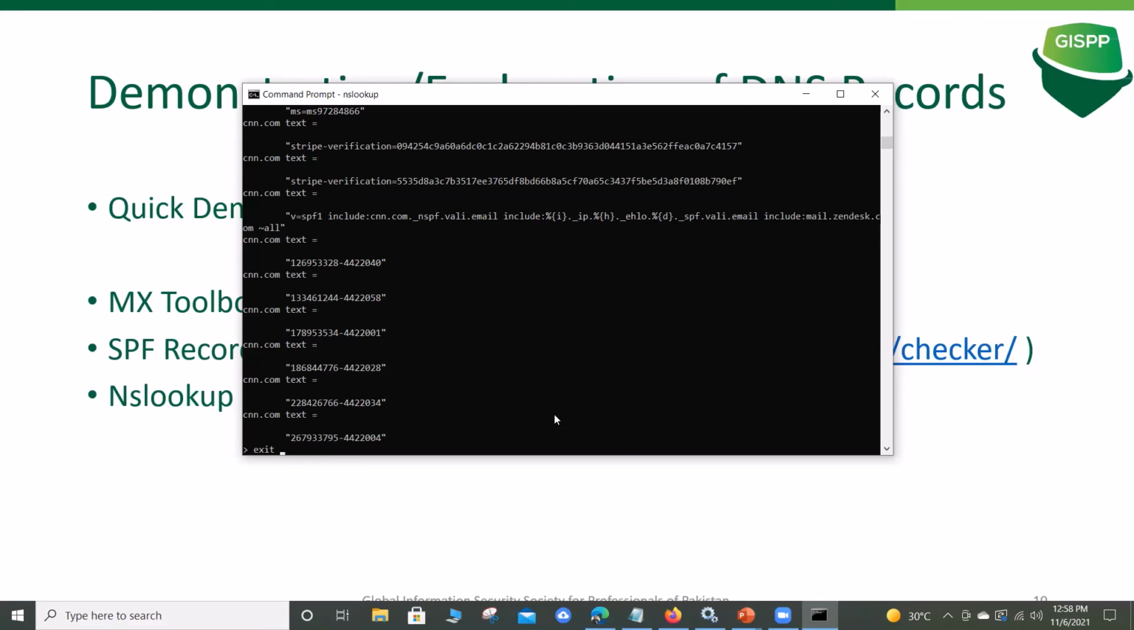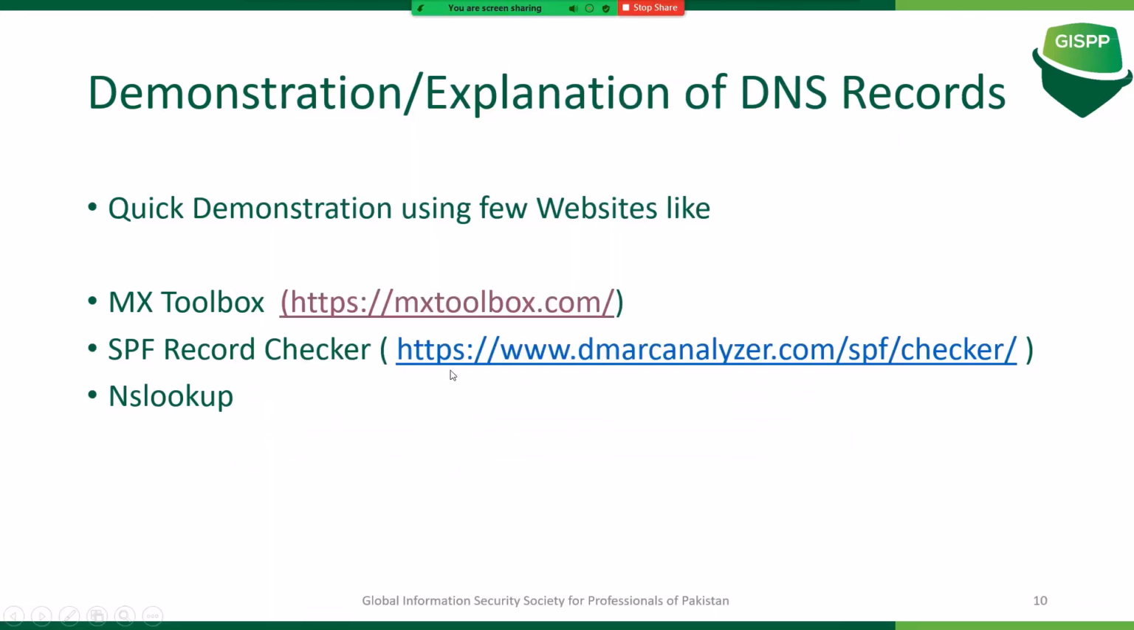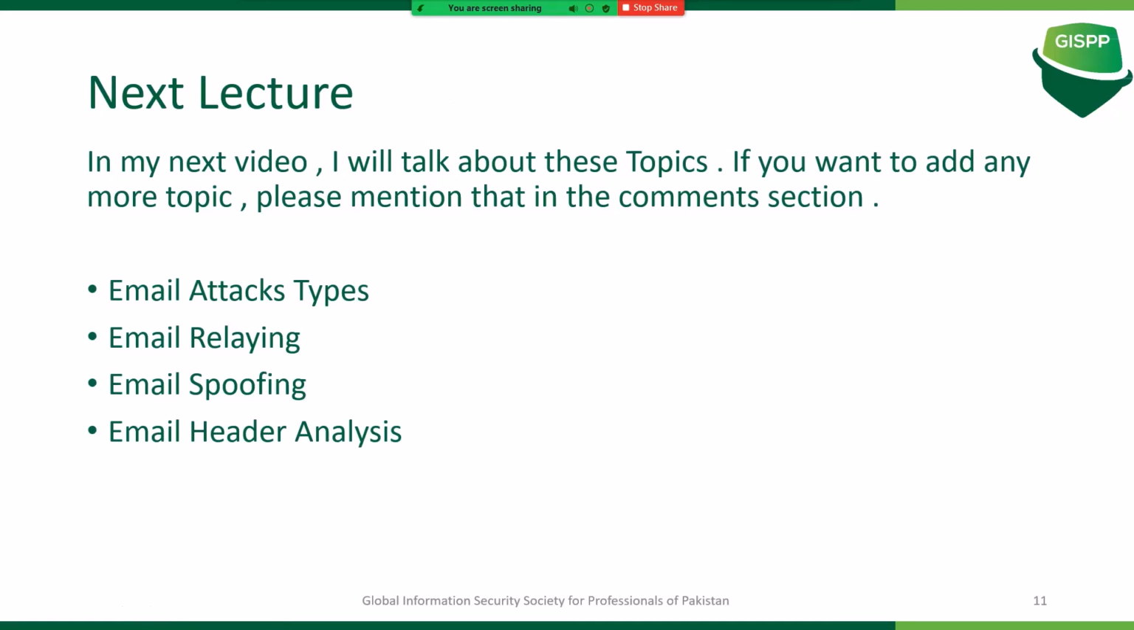So here we go. We finished all these things. Now we go to the next one. In the next lecture, I will try to talk about these topics. If you want to add any more topics, you can mention them in the comment section. Okay, we'll talk about email attack types. We'll talk about email relaying, email spoofing, and email header analysis, where I will open an email and show you what the different headers mean. Okay, thank you.